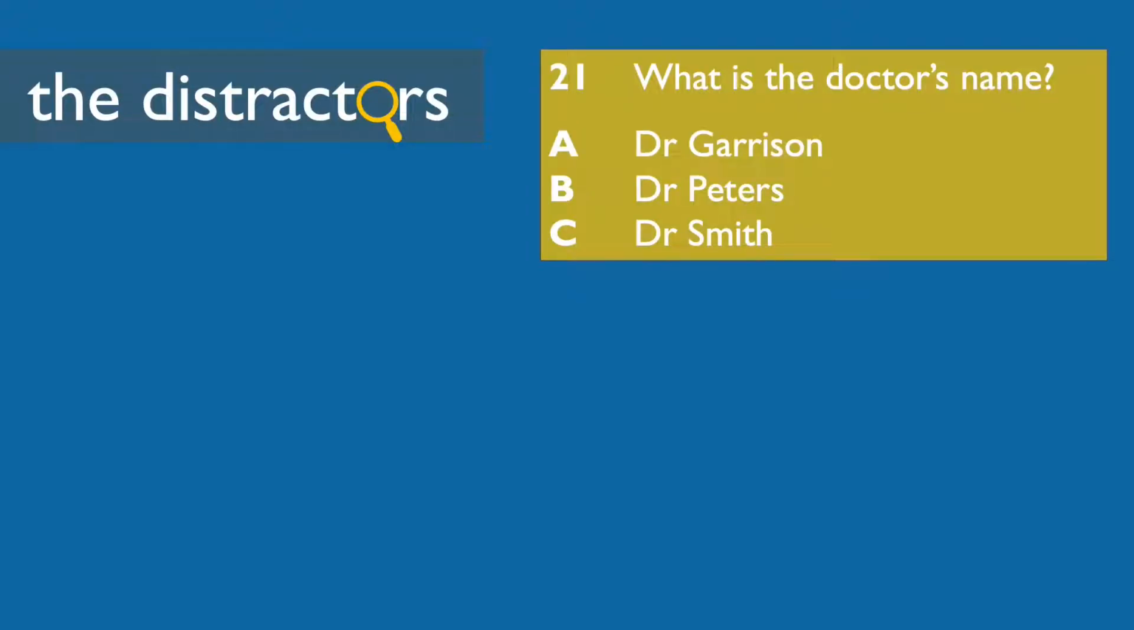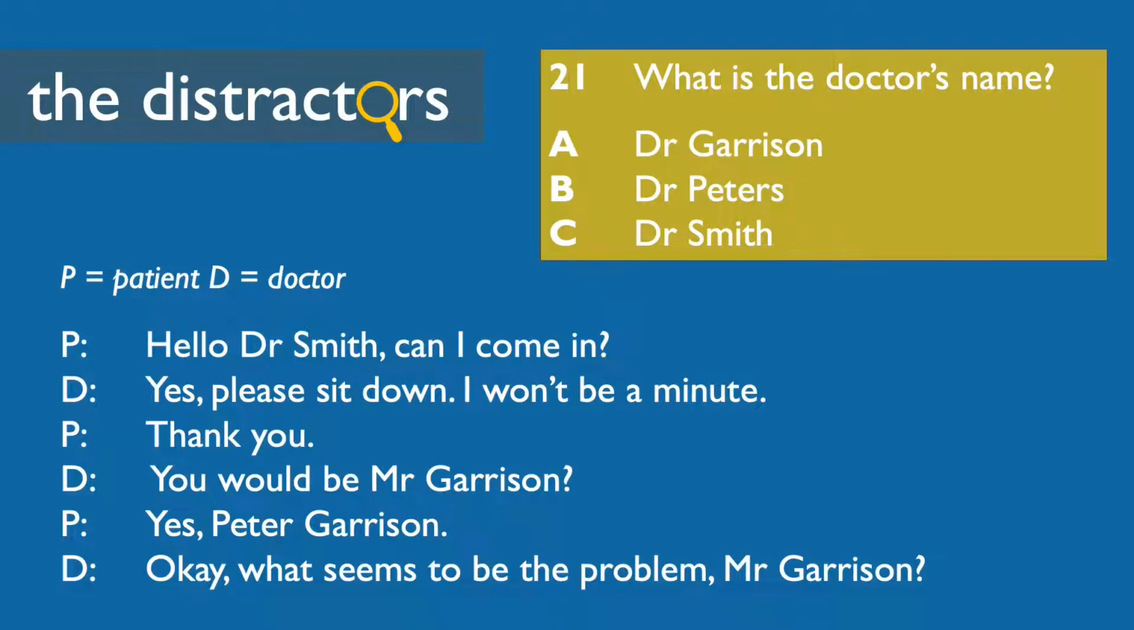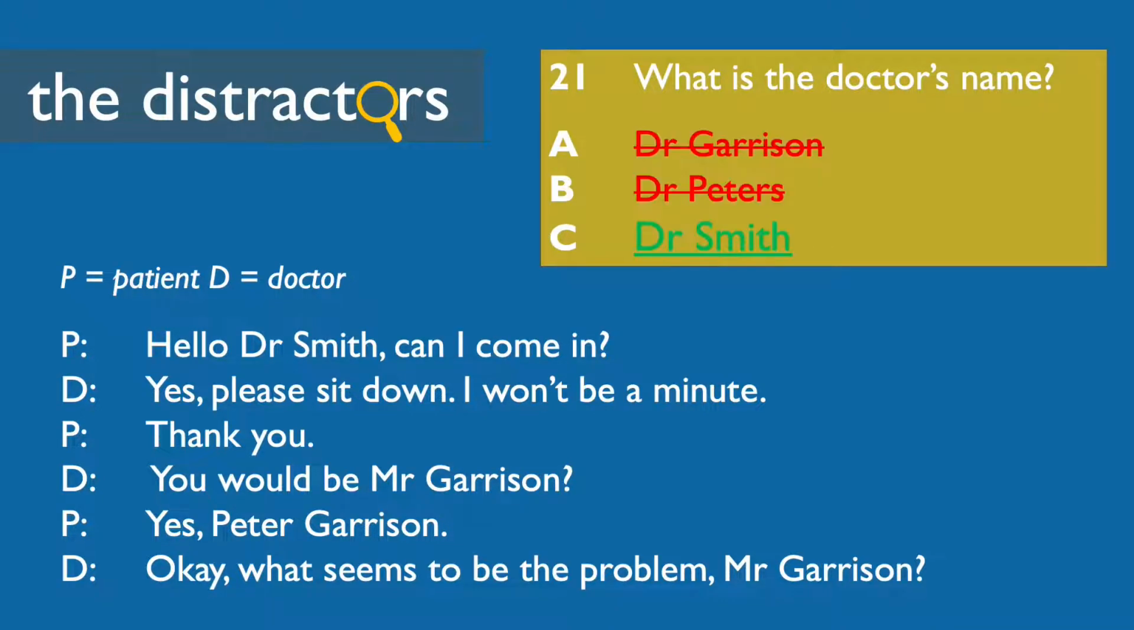To understand how these distractors pop up in the exam task, let's look at an example question. What is the doctor's name? Is it A, Dr. Garrison, B, Dr. Peters, or C, Dr. Smith? Well, let's analyze a listening transcript to find out what the answer is. Pause the video and read the short extract.